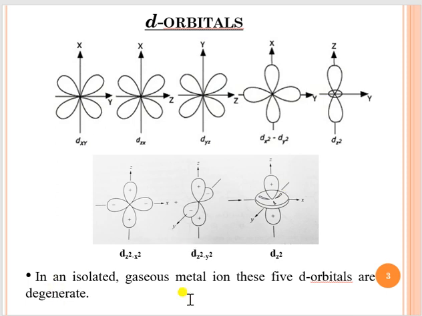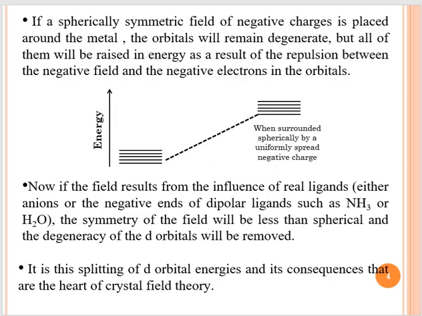In an isolated gaseous metal ion, all the 5 d orbitals are degenerate. If we apply a spherically symmetric field of negative charges around the metal, the orbitals will remain degenerate, but all of them will be raised in energy as a result of repulsion between the negative field and the negative electrons in the orbitals. Now, if the field results from the influence of real ligands, either anions or the negative ends of the dipolar ligands, the symmetry of the field will be less spherical and the degeneracy of the d orbitals will be removed.